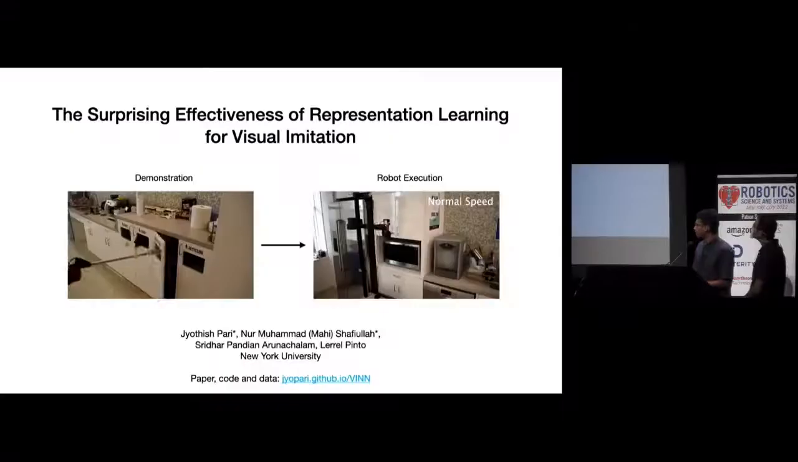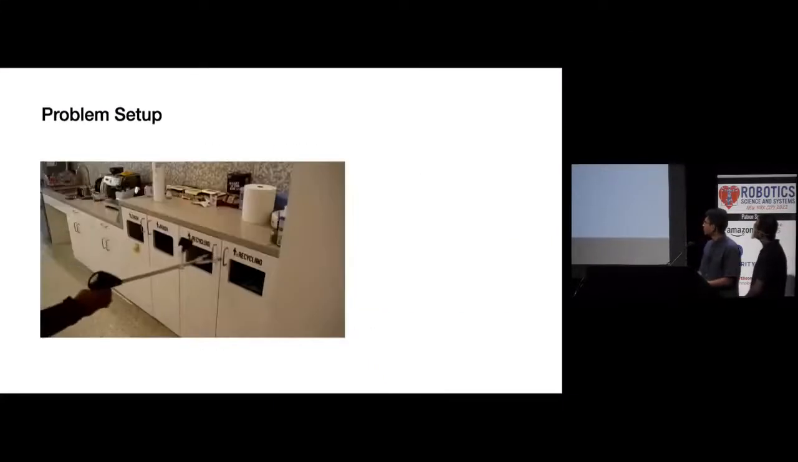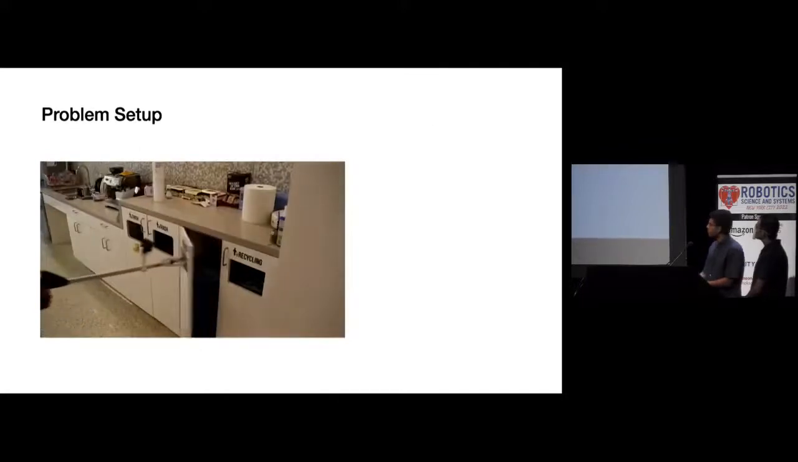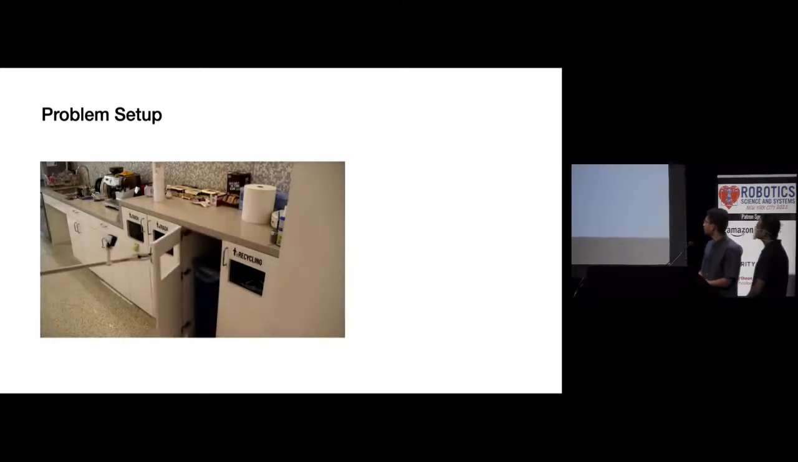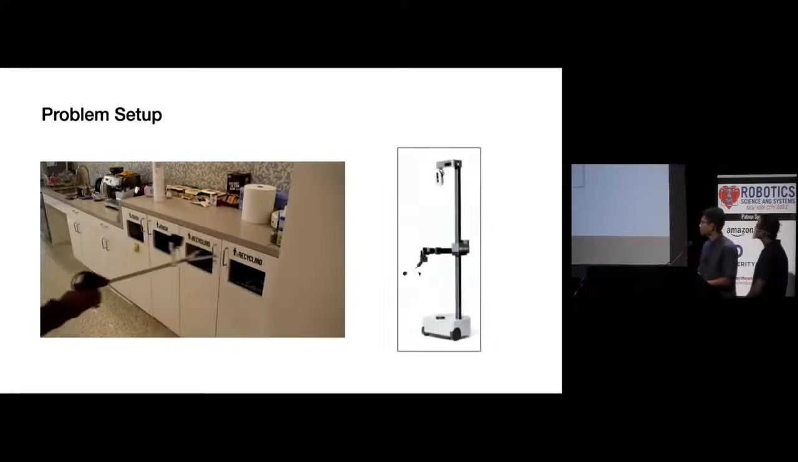Hi, I'm Joe, and this is our work on visual imitation done with Mahi, Sridhar, and advisor Laurel. Our task is, how do we take a few visual demonstrations of a human doing a task, in our case, opening doors and cabinets, and have a robot, like the one shown on the right, be able to solve the same task.